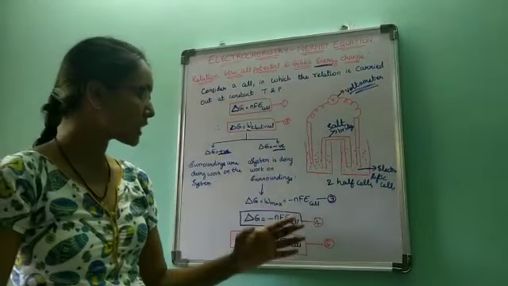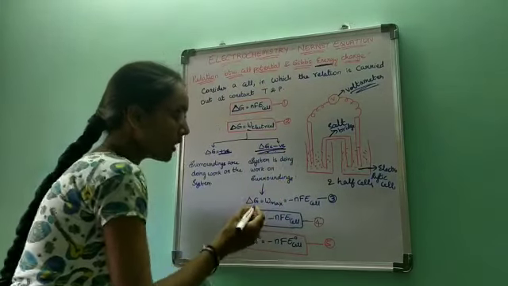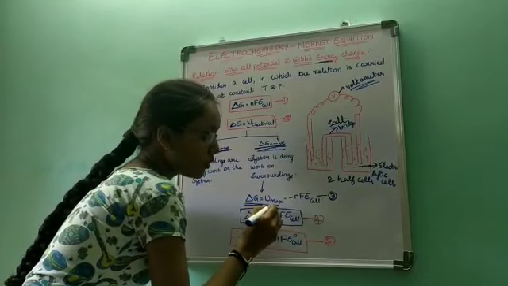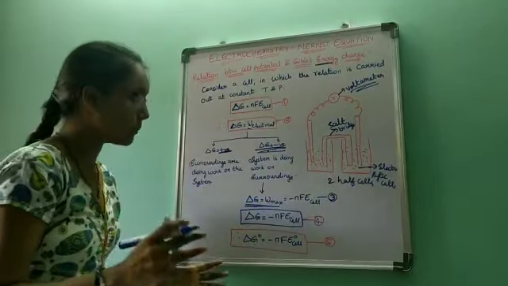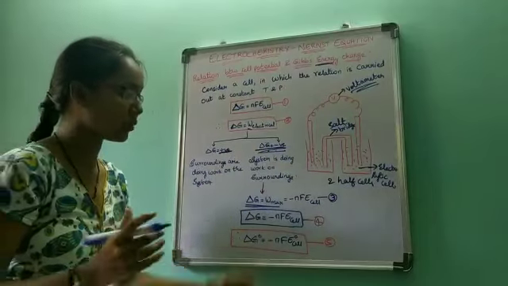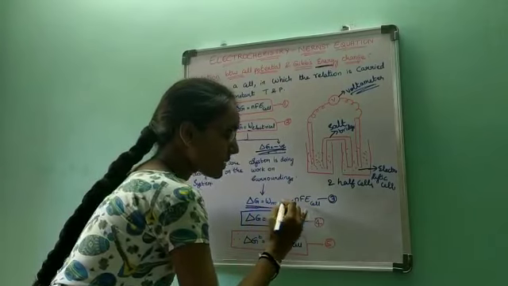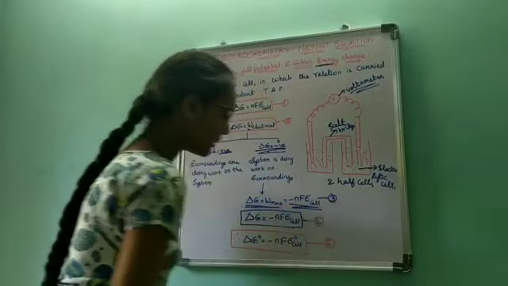So, we'll get the maximum value. Here, delta G is negative, and it is denoted as delta G equals W maximum. Work done is maximum in the case of negative delta G. So, it can be denoted as delta G equals W max equals minus nFE cell. That is written as equation 3.